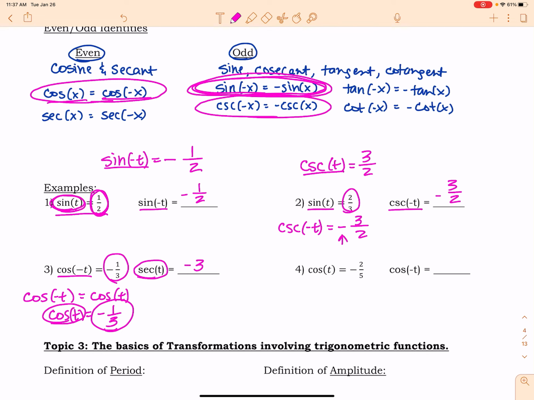Let's look at our last problem. We have cosine t is equal to negative 2/5, and I want cosine of negative t. I'm going to use this identity again, easy peasy. If I've got cosine t, I already have cosine of negative t because they're equal to each other. So this is going to be exactly the same. Neato speedo.